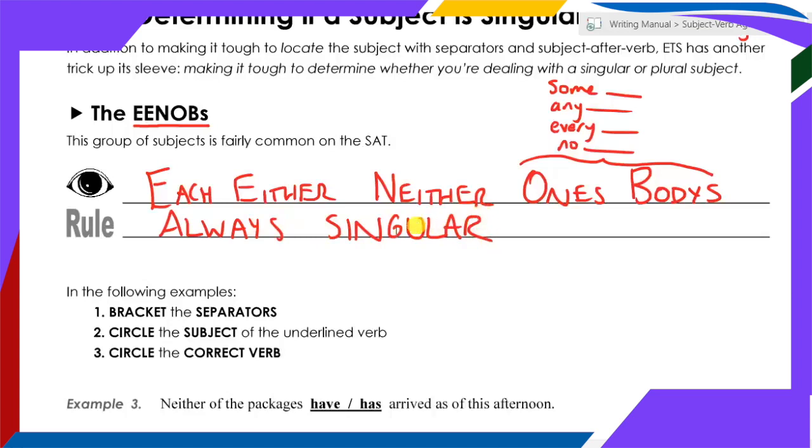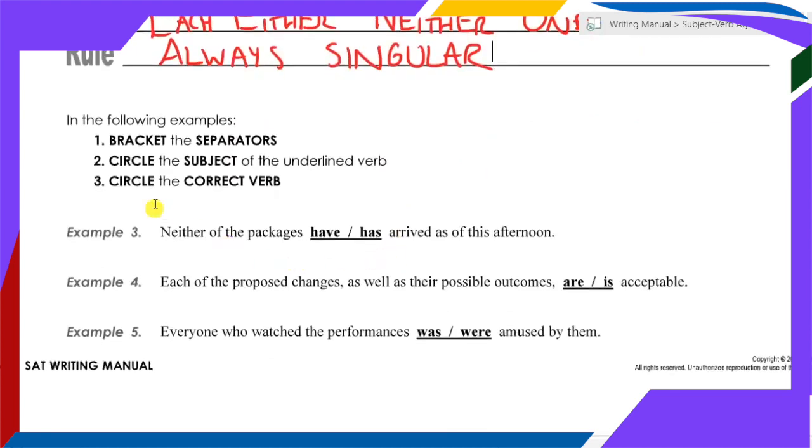The ENOBs are always singular. So if you see one of these five words or types of words on the SAT as a subject, the subject is singular and the verb needs to be singular. In examples 3, 4, and 5, same as always, we are bracketing separators, circling the subject, and circling the correct verb. Go ahead and do examples 3, 4, and 5 on your own right now.